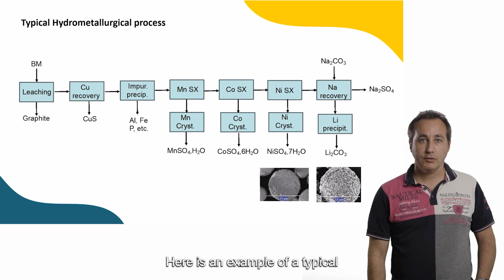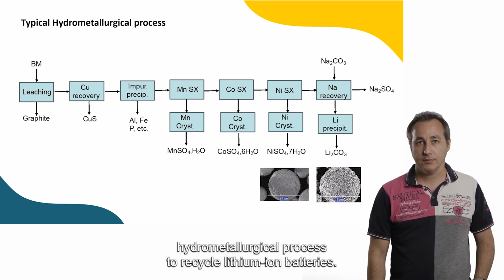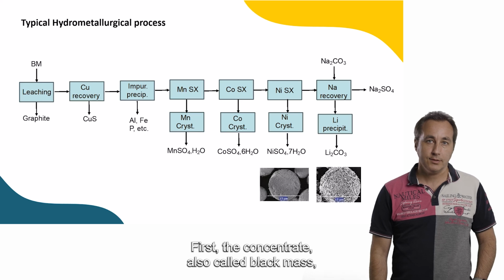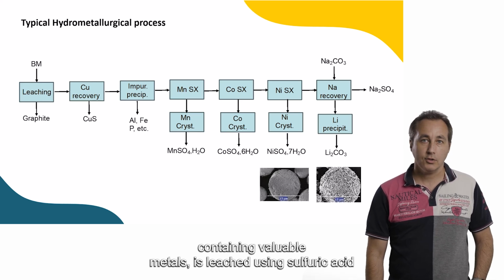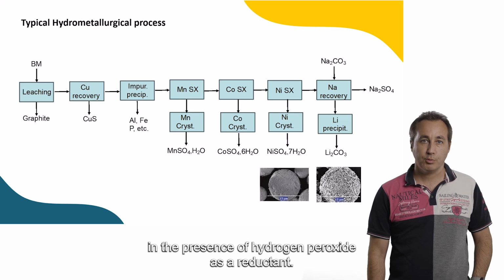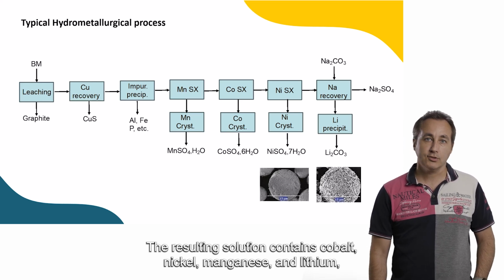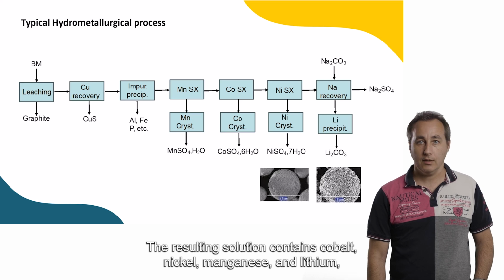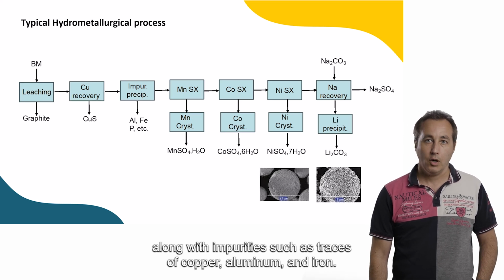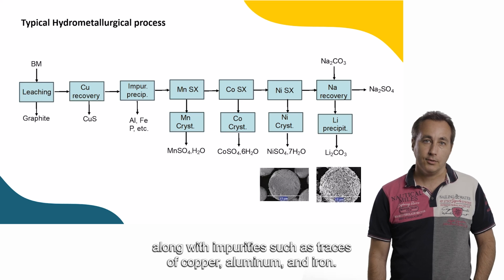Here is an example of a typical hydrometallurgical process to recycle lithium-ion batteries. First, the concentrate, also called black mass, containing valuable metals is leached using sulfuric acid in the presence of hydrogen peroxide as a reductant. The resulting solution contains cobalt, nickel, manganese, and lithium, along with impurities such as traces of copper, aluminum, and iron.